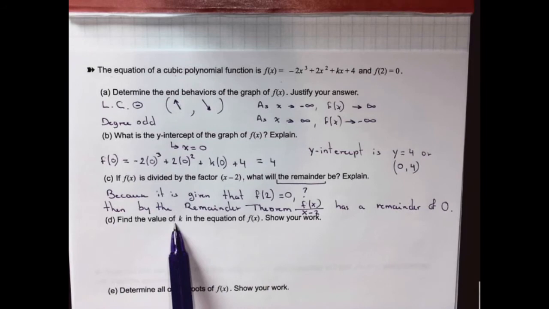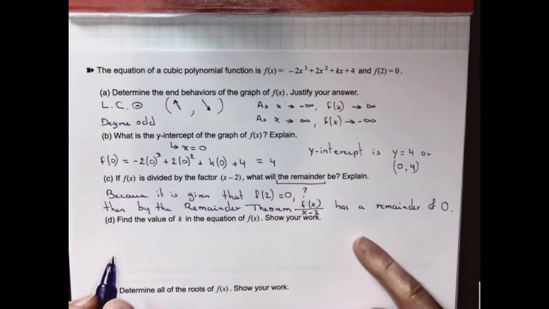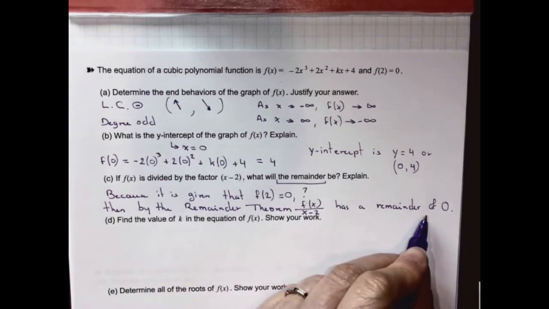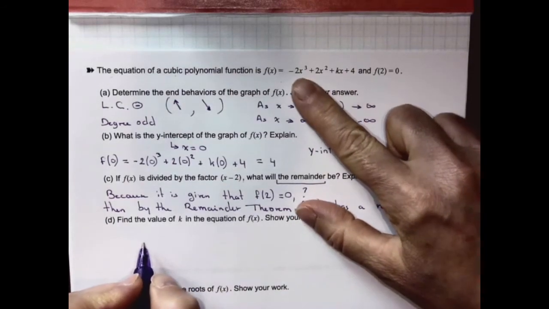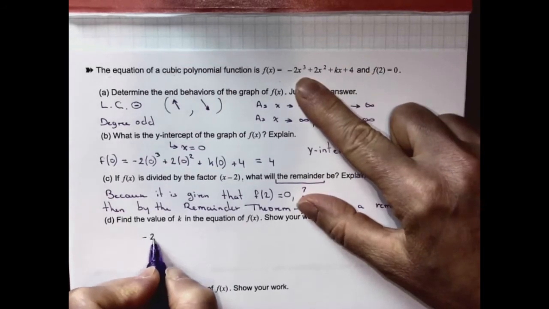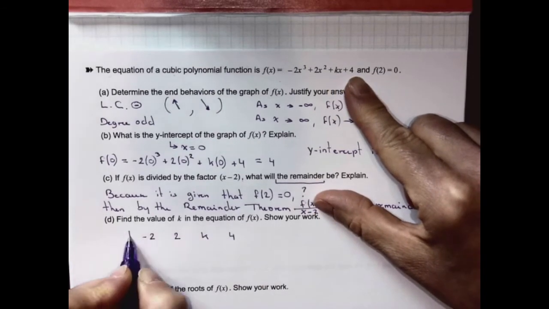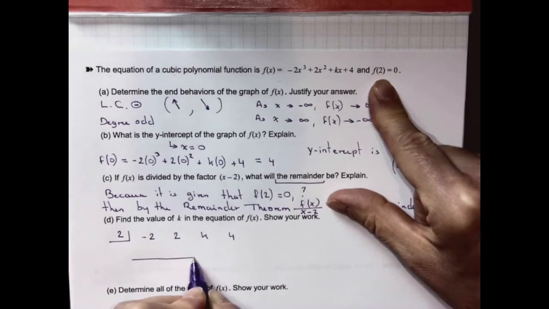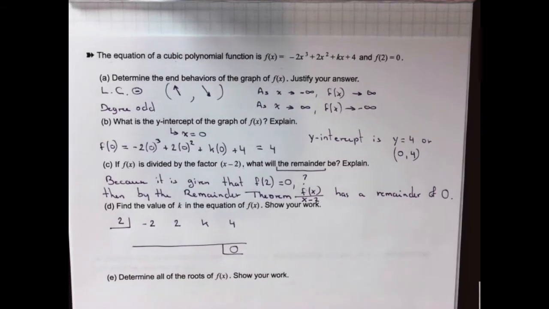Find the value of k in the equation. So now we need to find what k is. We already know that if we divide by x minus 2, we'll get a remainder of 0. So we're going to use that fact. So we're going to set it up. Cubic, quadratic, linear, constant. So I need a negative 2, a 2, that k, and 4. In my box, I'm going to put in that x value of 2, because I know that this x value of 2 gives me a remainder of 0, according to the remainder theorem.